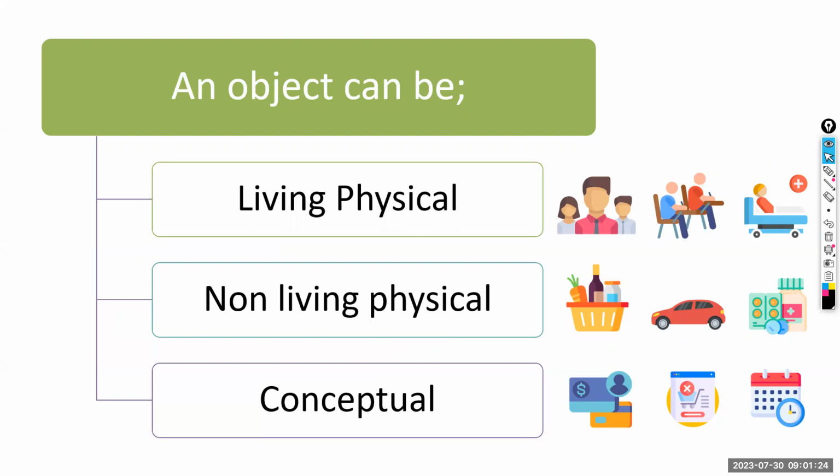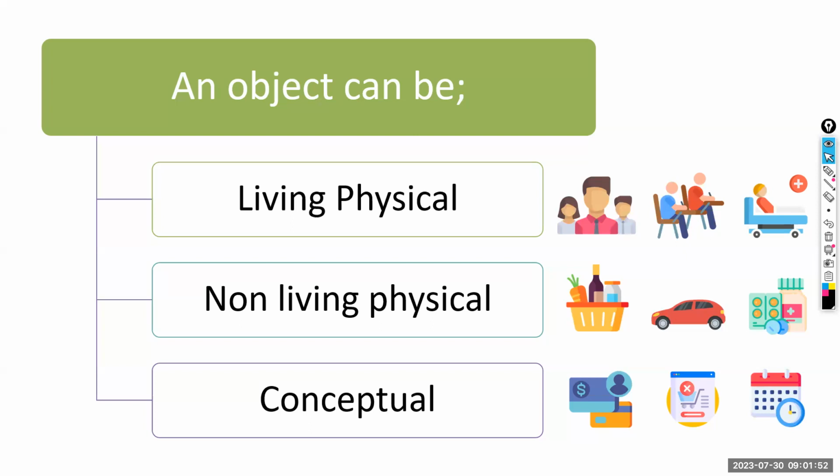Some objects will be living physical things like student, customer, employee, patient, or other objects that we are interested in our system. They can be non-living physical things like goods in a supermarket, vehicles, if it is a vehicle rental system like Uber, or machines, if it is an inventory management system.